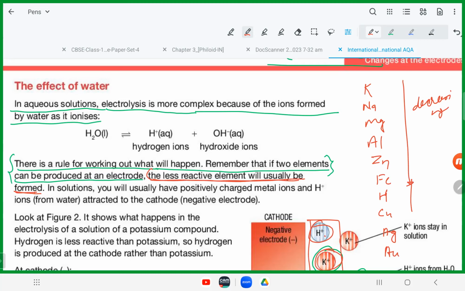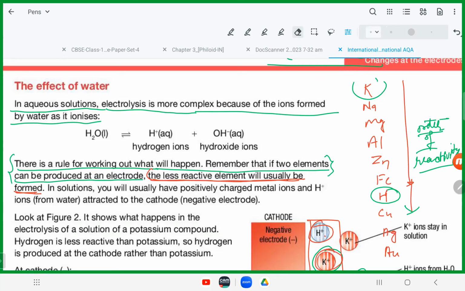So if I ask you, Tarini, out of potassium ion and hydrogen ion, which one is more reactive? Potassium. See, again you read decreasing order of reactivity. When you go down, it means the reactivity order is decreasing. Do you understand? So the most reactive is potassium and the least reactive is hydrogen.